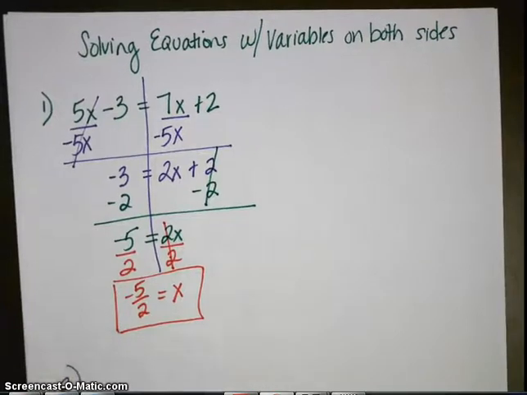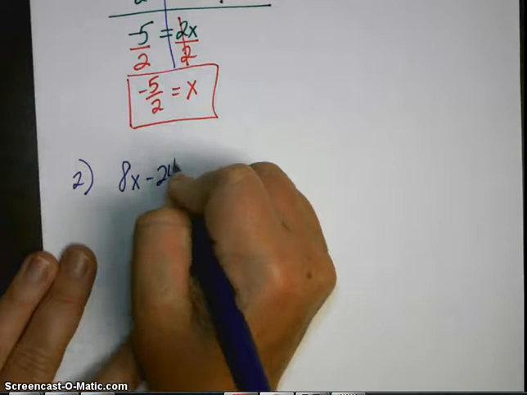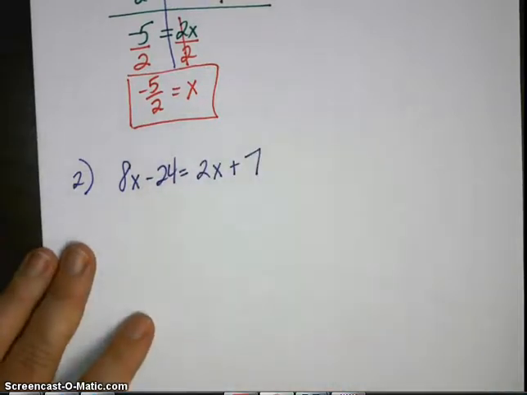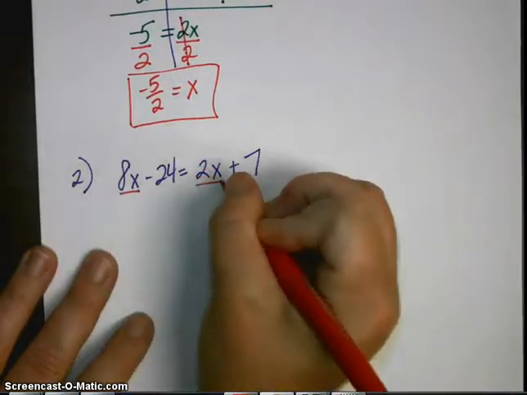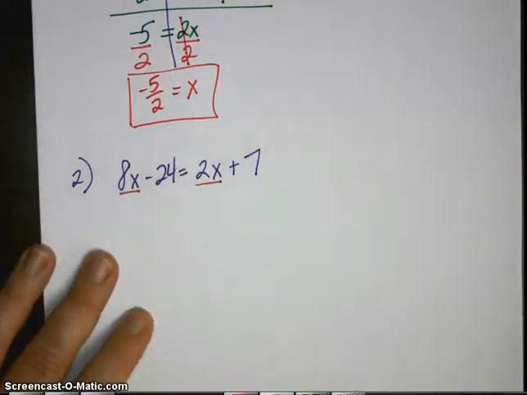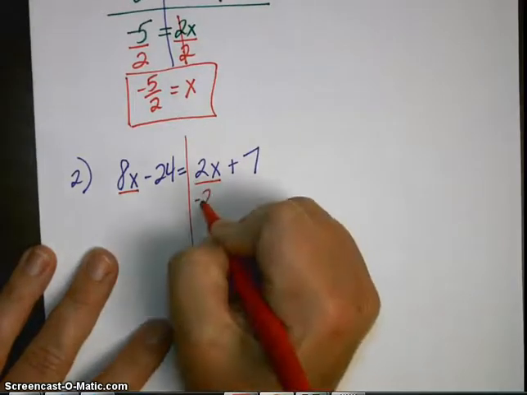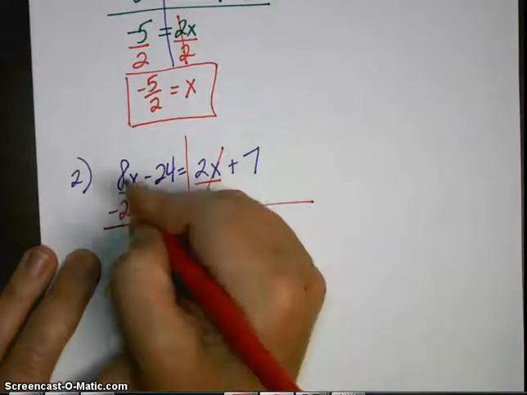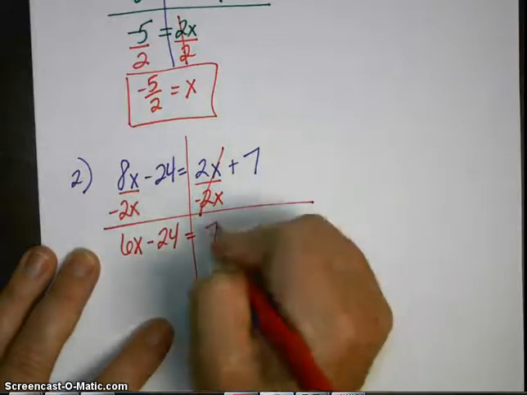Example 2. Let's look at 8x minus 24 equals 2x plus 7. To solve this one, again, I'm going to take a look at my variables. If I want to keep my variables positive, I'm going to subtract the 2x from both sides because 8 minus 2 would be positive. So I minus 2x from both sides, giving me 0 here. So that's 6x minus 24 equals 7.